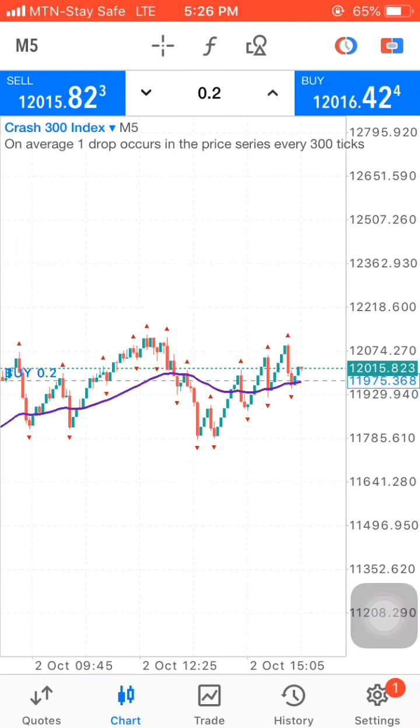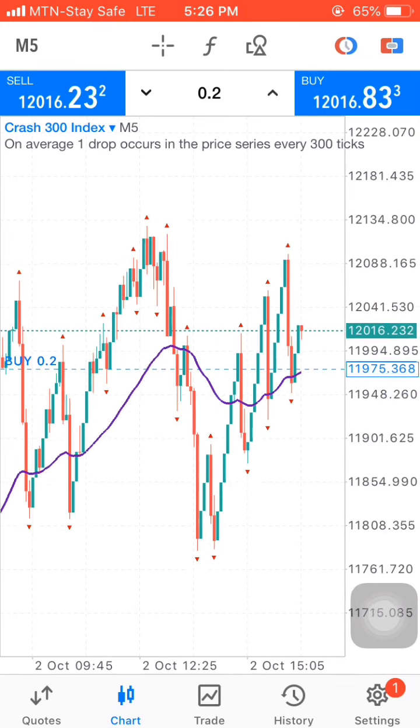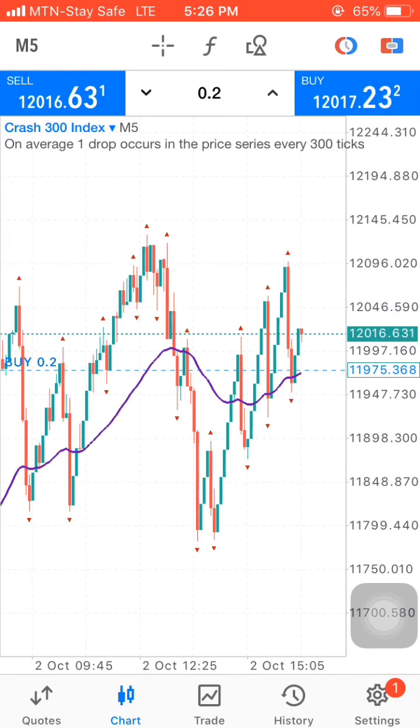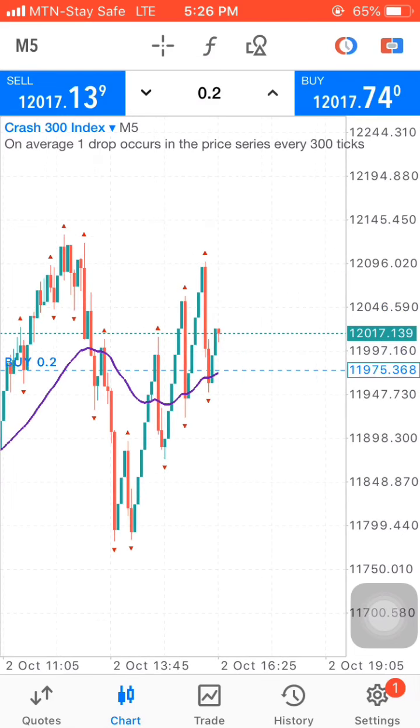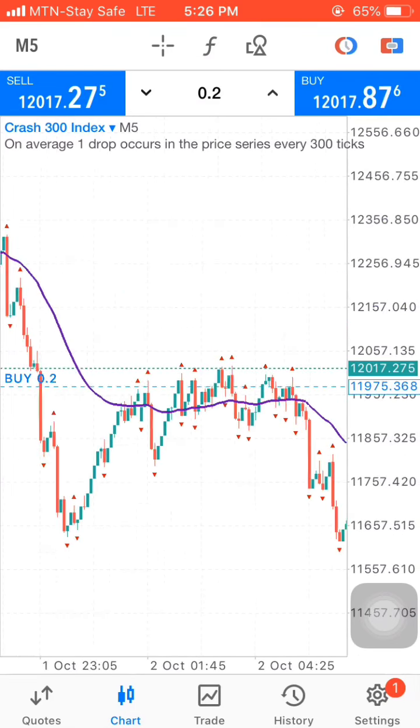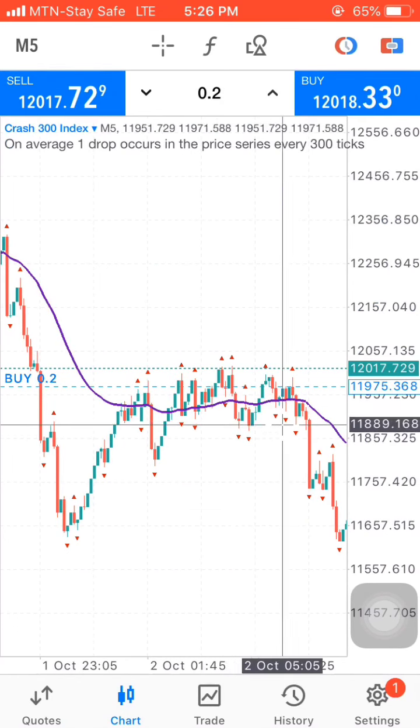So now I'm going to show you how to use this indicator. To use this indicator, first and foremost, you have to be using the 5 minutes time frame. And as you can see here, when the market, okay, I'm going to backtest this and show you something right now. Like here we are now.